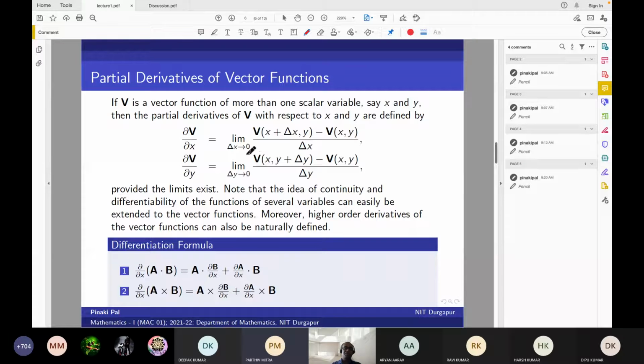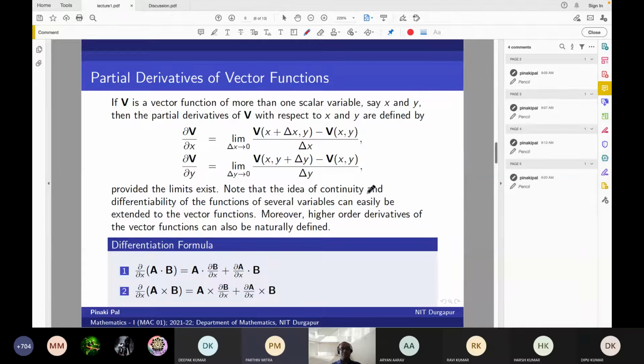So del v del x is equal to limit delta x tends to 0 of v(x plus delta x, y) minus v(x, y) by delta x. Only x changes, y does not change. If this limit exists, it is called the partial derivative of v with respect to x at the point (x, y). If we want the partial derivative at a particular point, say (a, b), then we put x equal to a and y equal to b. Similarly, we can define del v del y. In this case, we change the second variable, and the first one remains fixed: v(x, y plus delta y) minus v(x, y) divided by delta y, limit delta y tends to 0. If this limit exists, it is called the partial derivative of the vector function v with respect to y.